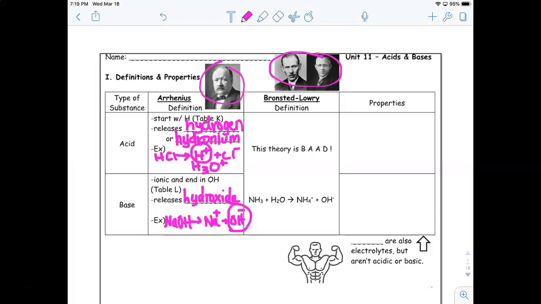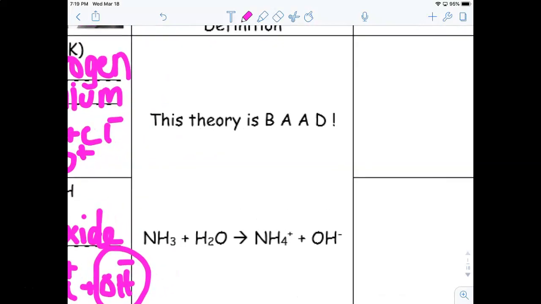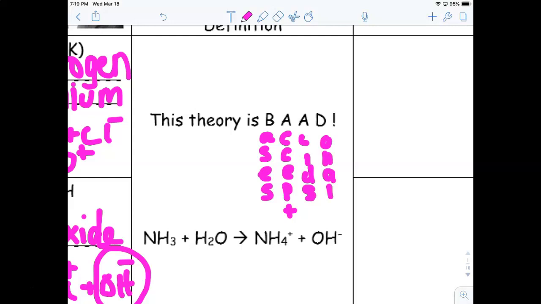So the way you can remember this is this theory is BAD. That stands for bases accept and acids donate. And when we're talking about accepting and donating, we're talking about hydrogen ions, or they can also be called protons.